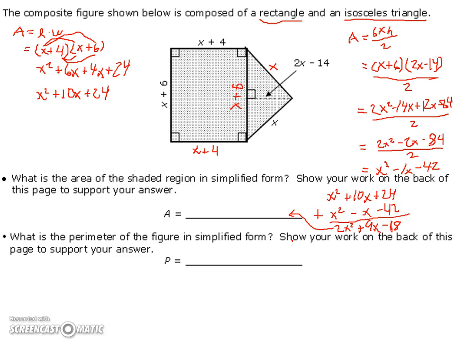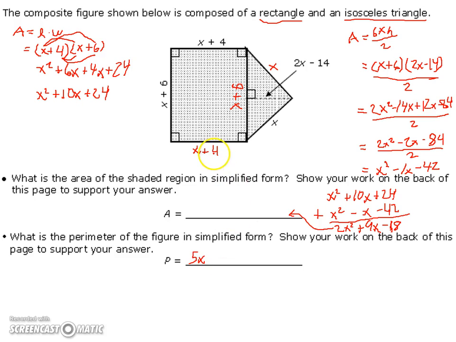This last part here asks us to find the perimeter of the figure in simplified form. Finding the perimeter of a composite figure means you're just adding the outsides together. So here we would do x plus 4, just pick a corner and go all the way around. x plus 4 plus x plus x plus x plus 4 plus x plus 6. So I would combine my x's first. There's 1x, 2x, 3x, 4x, 5x. So you have a total of 5 x's.